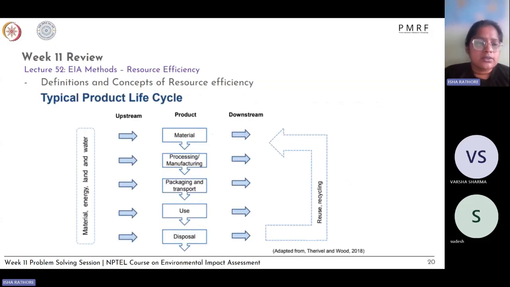Again, we looked at a typical product life cycle. You have the materials which are used for the development. Then you have the processing or manufacturing. At each stage, you will have certain materials being used and certain waste being generated out of it. Then packaging and transportation, their use and disposal. And in disposal, you can reuse and recycle. All of this can be done again, so you move up again in this cycle. The materials which can be used are any sort of physical material, energy, land, and water, and other things. So these are typical examples of how product life cycle can be used for calculating.